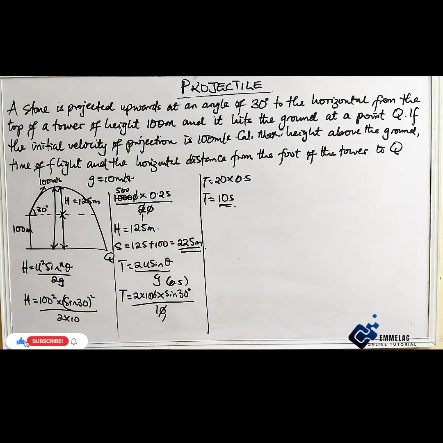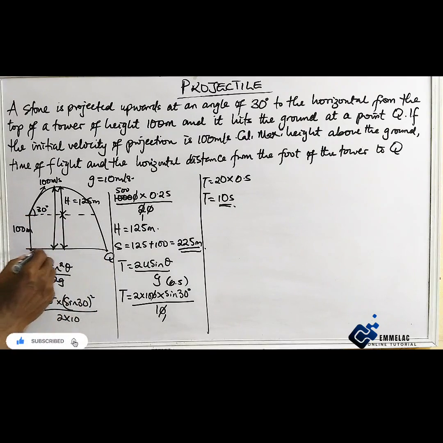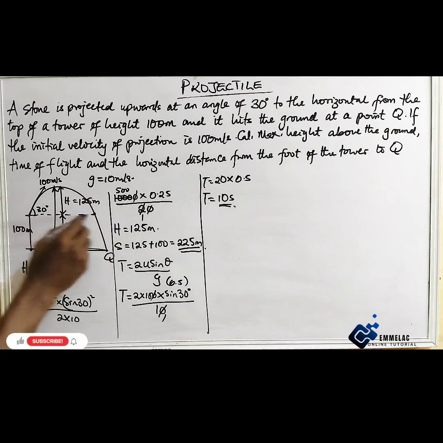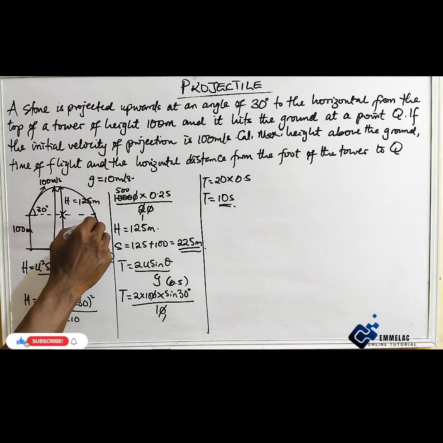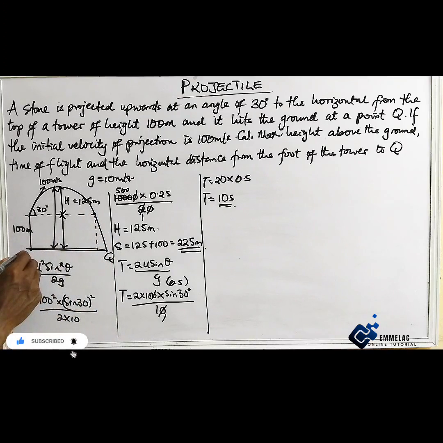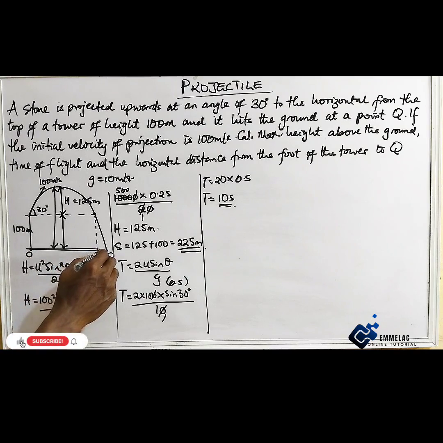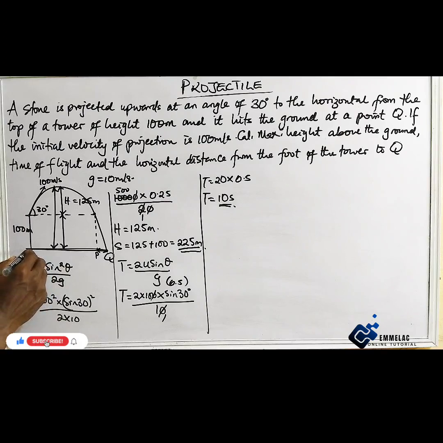Now we are told to calculate the horizontal distance from the foot of the tower, from here down to here. Now here is a problem. Here our range, from here to here, is the range, but from here to here is the horizontal distance. Take note that the distance from here to here is different from the distance from here to here. Let me say this is O and this is P. So we need to calculate the distance, then we'll add up from here to here.